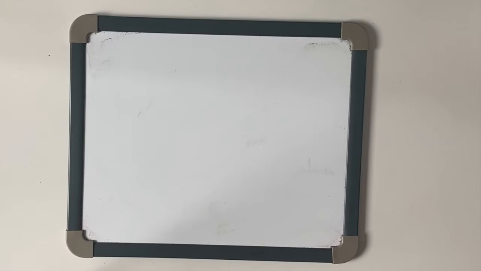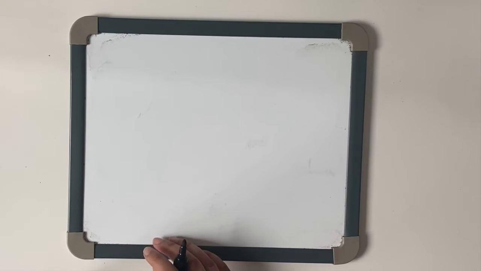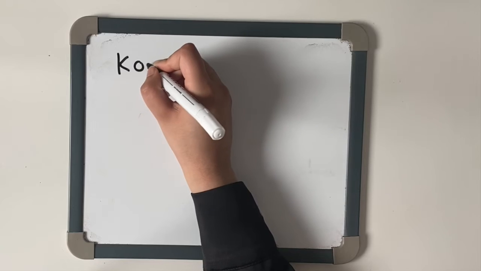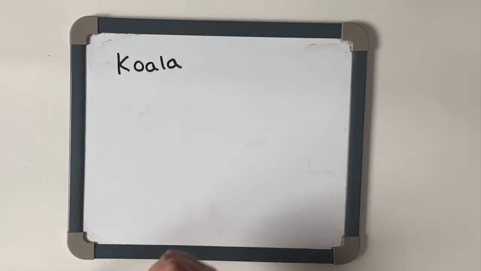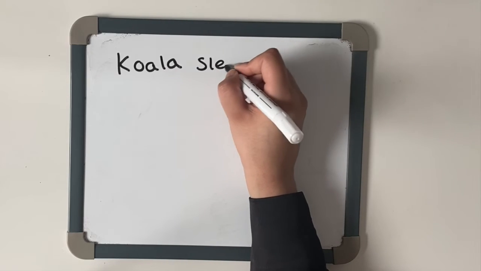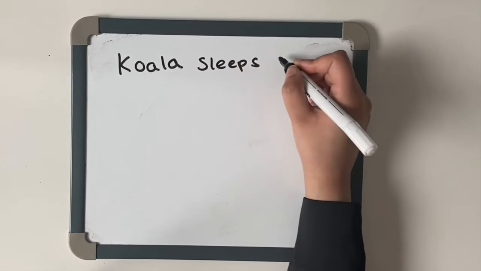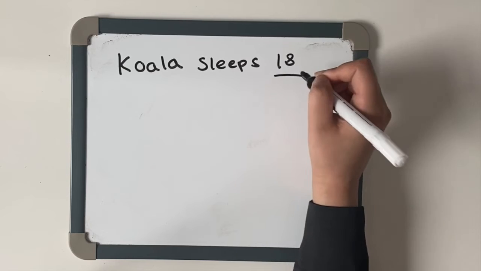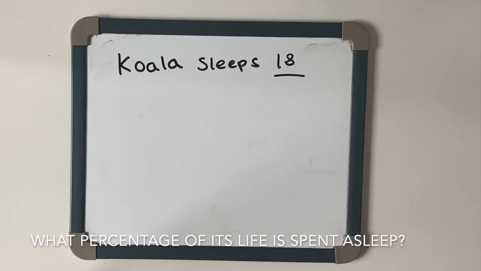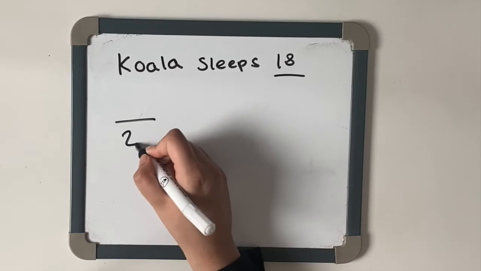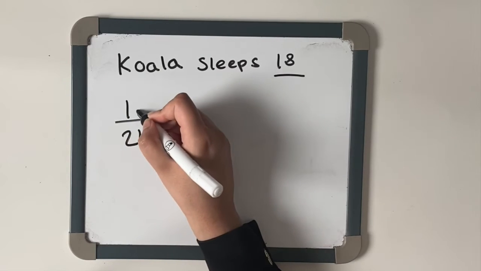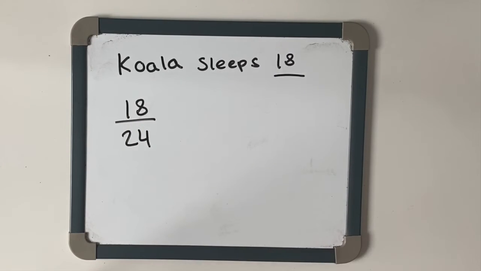This one's going to be a little bit different. It's going to ask you to write the missing percentage. So it says a koala, yeah, I think I'm saying that right. Koala sleeps for 18 hours each day. What percentage does the koala spend of its life asleep? We know there are 24 hours in a day. 18 of those is spent asleep.